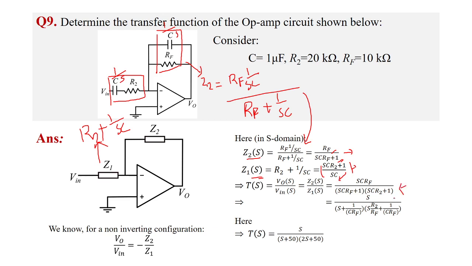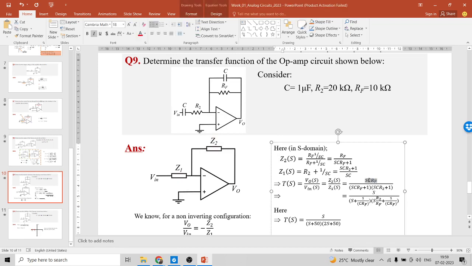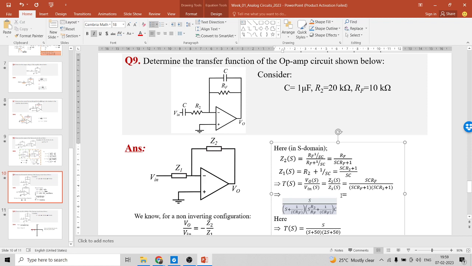As I mentioned, there was a mistake in this simplification. What I did is I just took CRF from both the ends. So CRF will be there.